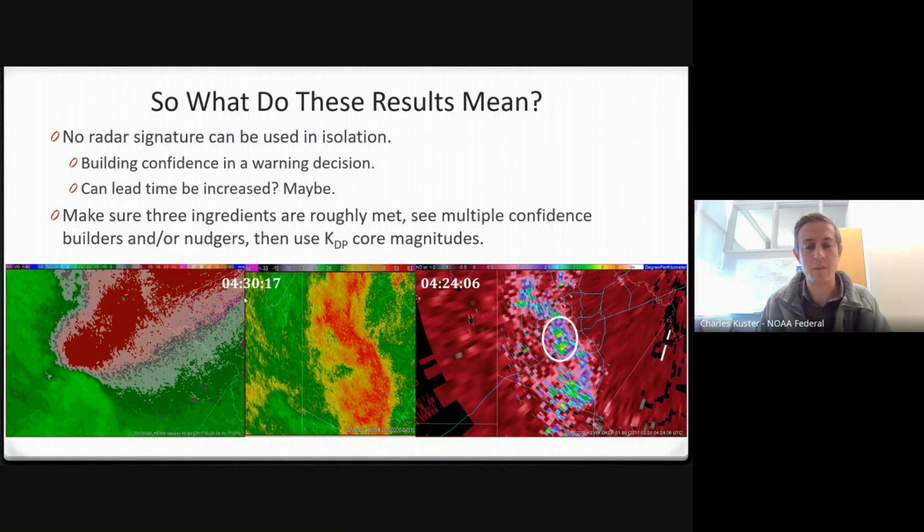but I really want to be careful about that lead time discussion, because none of these are magic bullets. You can't just look at mid-level KDP cores all the time and issue warnings based on that alone. I don't think that would work very well.